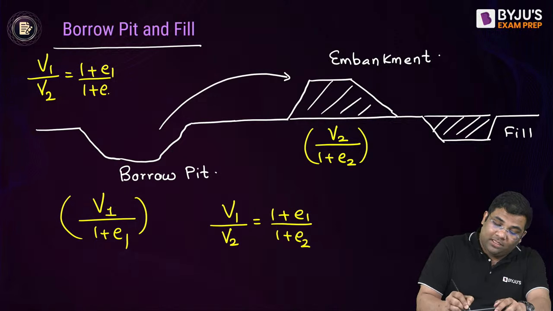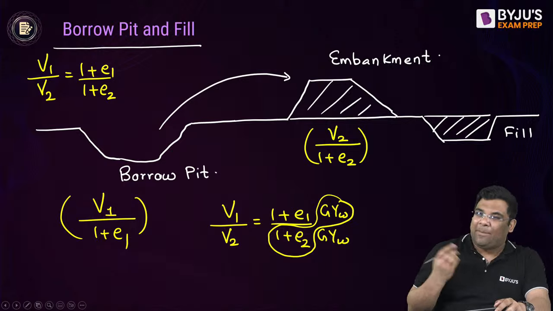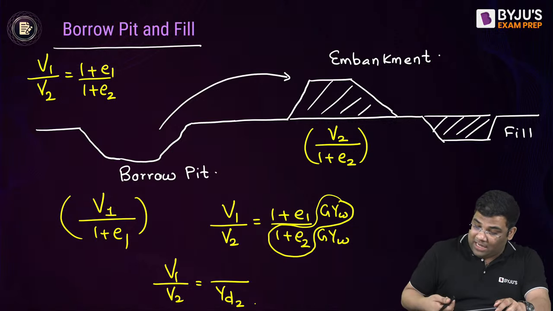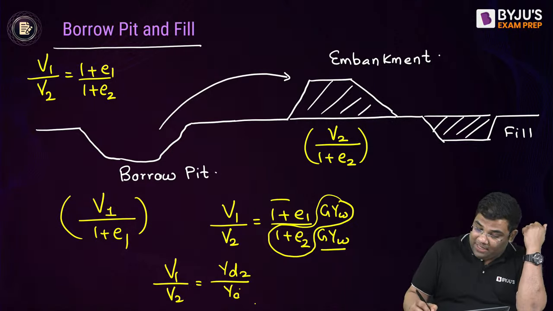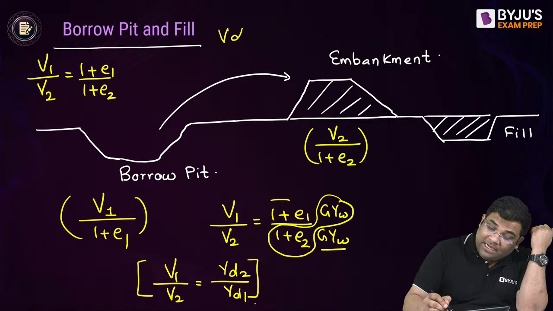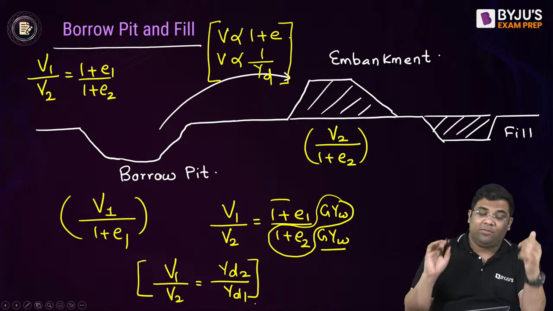There are a lot of questions from this. Now the second thing is, if I multiply G gamma W in the numerator and denominator, you see this, G gamma W by 1 plus e is what? It is gamma D2, right? So I get gamma D2 in the numerator, and this G gamma W by 1 plus e1 is gamma D1. Or I can easily remember this equation: the volume is directly proportional to 1 plus e, and the volume is inversely proportional to gamma D. So questions are asked from this, borrow pit and fills.